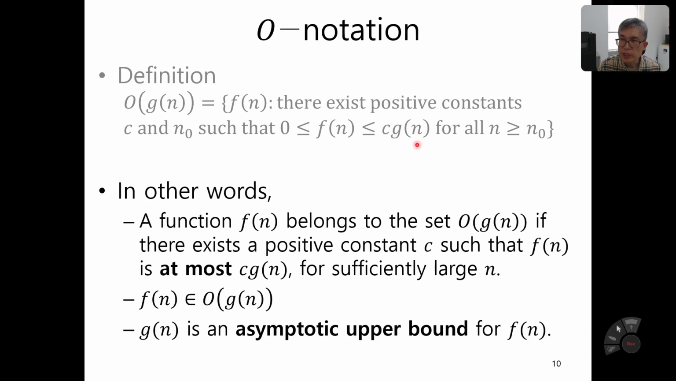So g(n) is an upper bound. So f(n) is an element of the set big O of g(n). g(n) is an asymptotic upper bound, which means approximately g(n) is an upper bound for f(n).